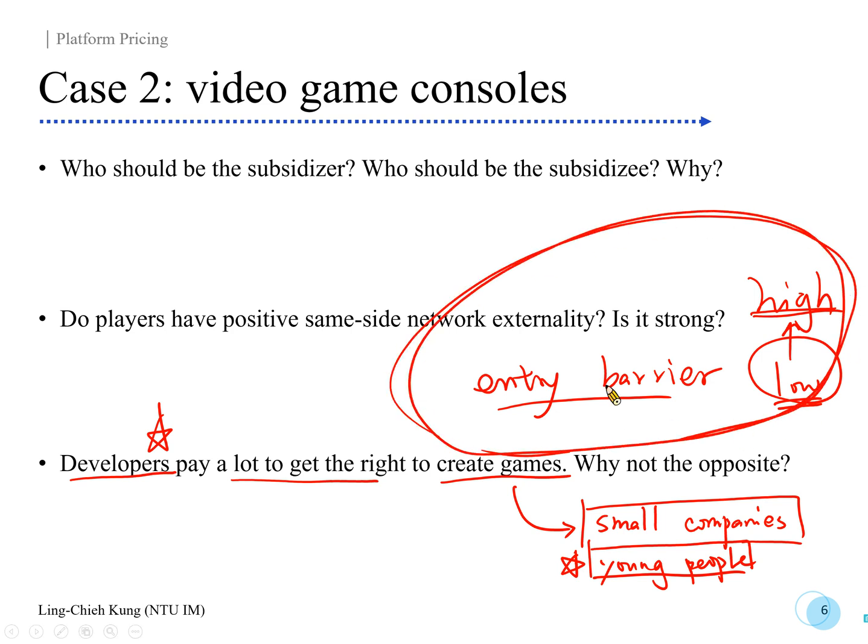at the supplier side. Okay, when you see the low entry barrier, that means competition is intense at the supplier side. And if the competition is intense, that means there is strong negative same-side network externality at that side. If that side has a strong negative same-side network externality, then they pay. They are willing to pay. They are willing to be subsidizers. So that's why you should do that. Okay? So that's the idea about video game consoles.